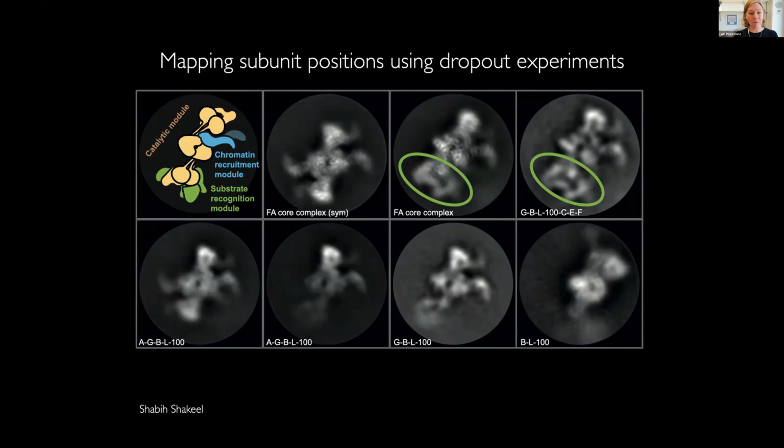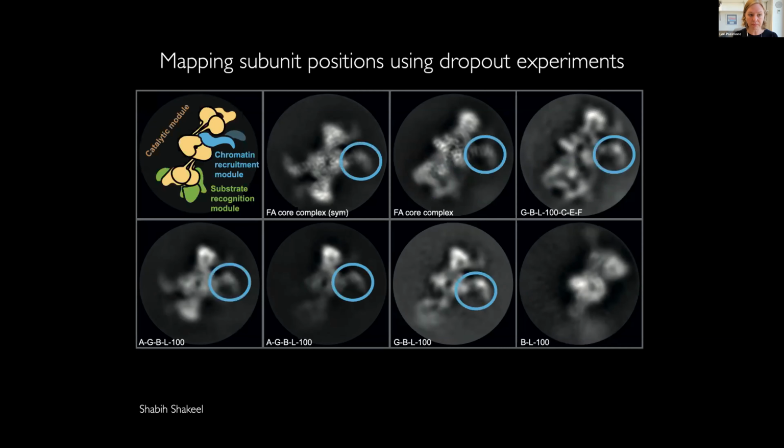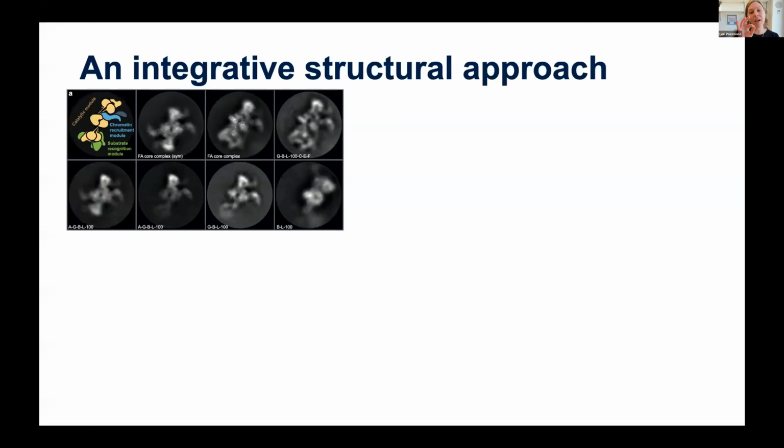Second, if we image a complex containing AGBLN100, we miss the base of the complex, circled here in green. So therefore, we think that this base in green contains the CE and F subunits that are missing from those complexes. And then circled here in blue is a partially disordered arm that extends out from the central part of the complex. And we think this is FANC-G because this density is lost whenever FANC-G is removed from the complex. So we could use this kind of dropout experiments to really locate where the subunits were in the map.